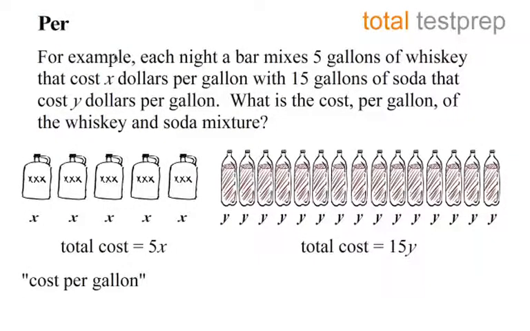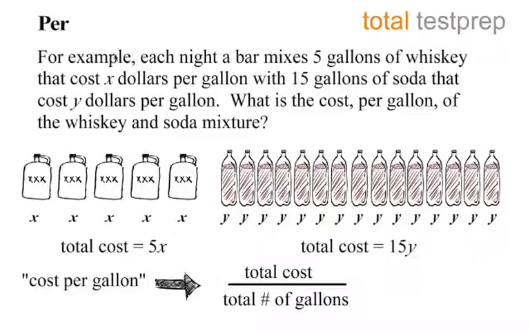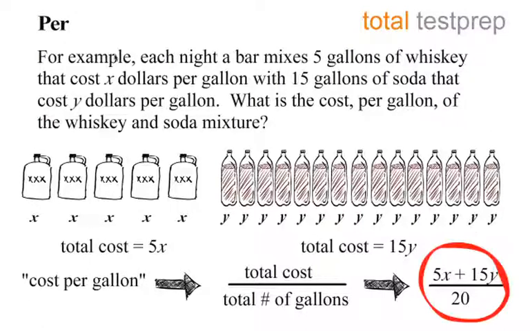The cost per gallon can be rewritten as total cost divided by the total number of gallons, because the word per, remember, can be replaced with a division bar. The total cost is 5X plus 15Y. The total number of gallons is 20. Therefore, the cost per gallon is 5X plus 15Y over 20.